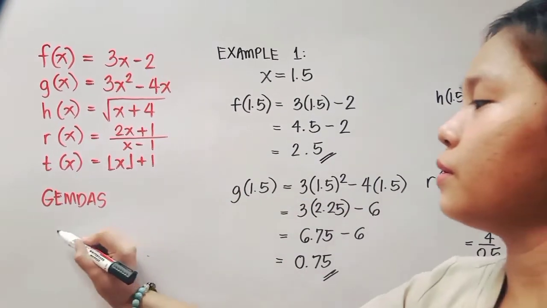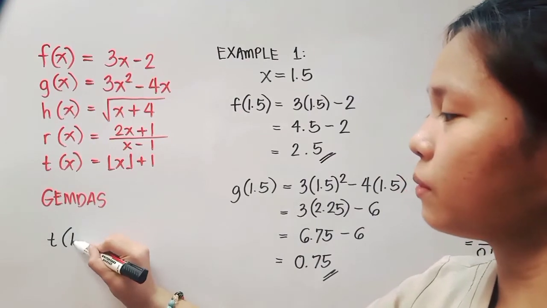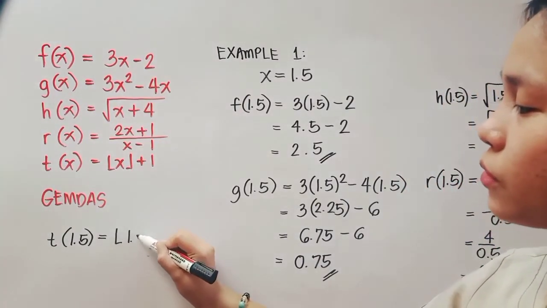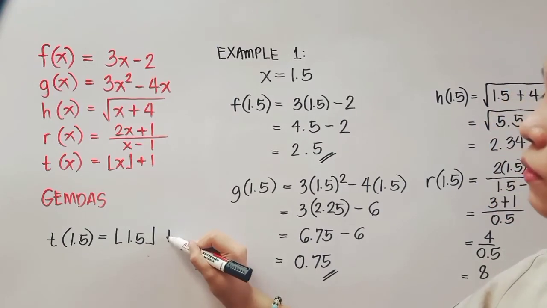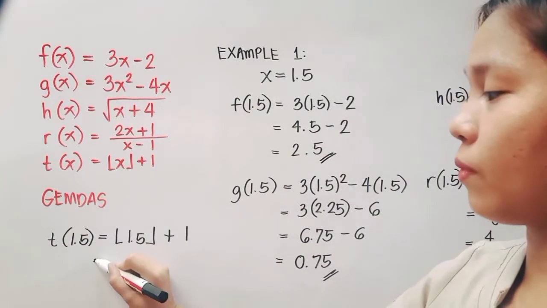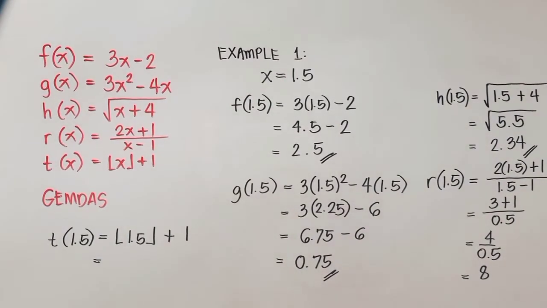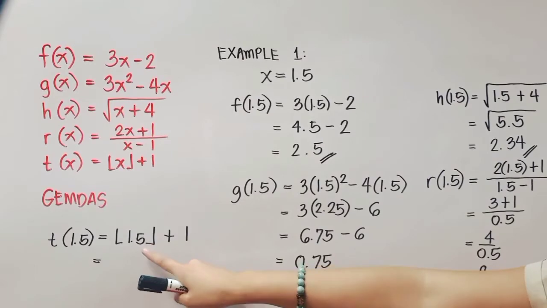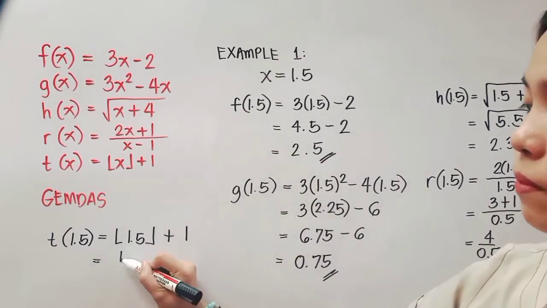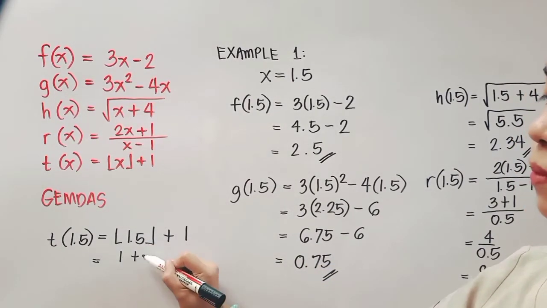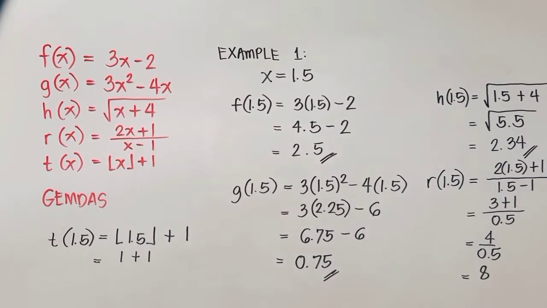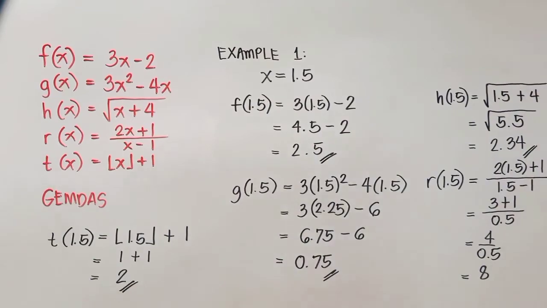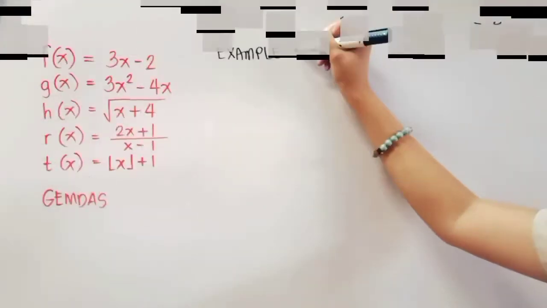Next, we have t of 1.5 is equal to the floor function of 1.5 plus 1. The floor function makes you think of the nearest integer down. So 1.5 goes down to 1. And then copy plus 1. So that will give us a final answer of 2. Let us now proceed to example 2.